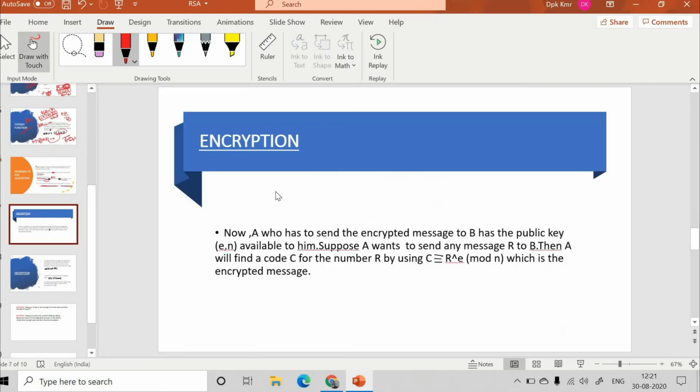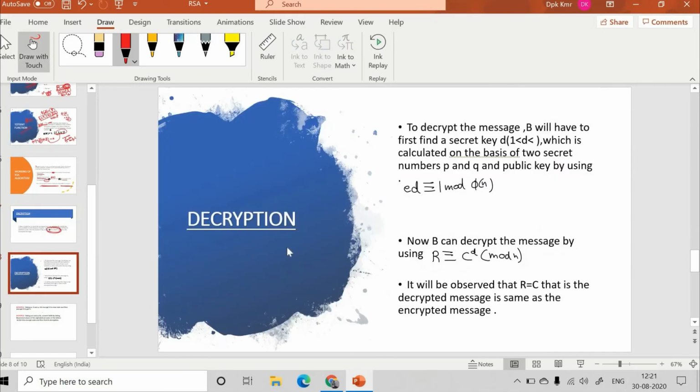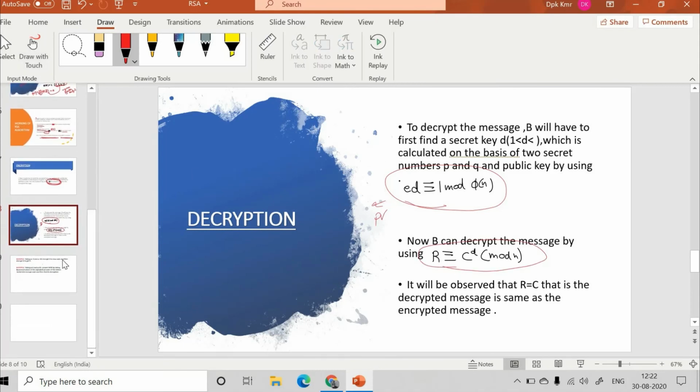Now the second step is, A, who has to send the encrypted message to B, has the public key E comma N available to him. Suppose A wants to send a message, then he has to use encryption with this formula. Now for the decryption, B will use the private key and then decrypt using this formula. It is the same thing that I taught you just now.